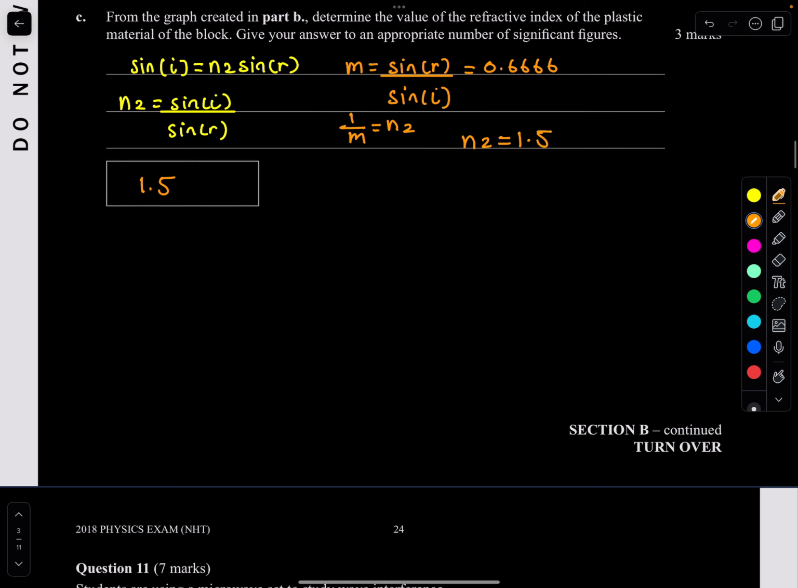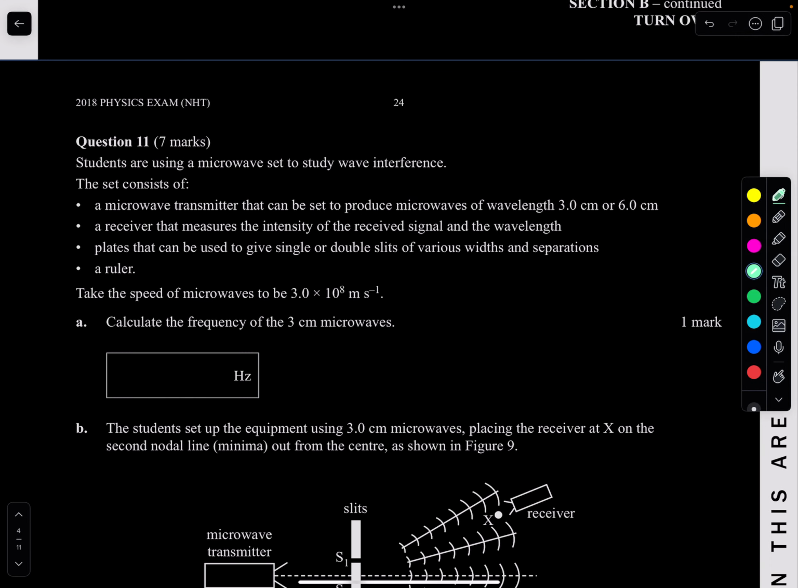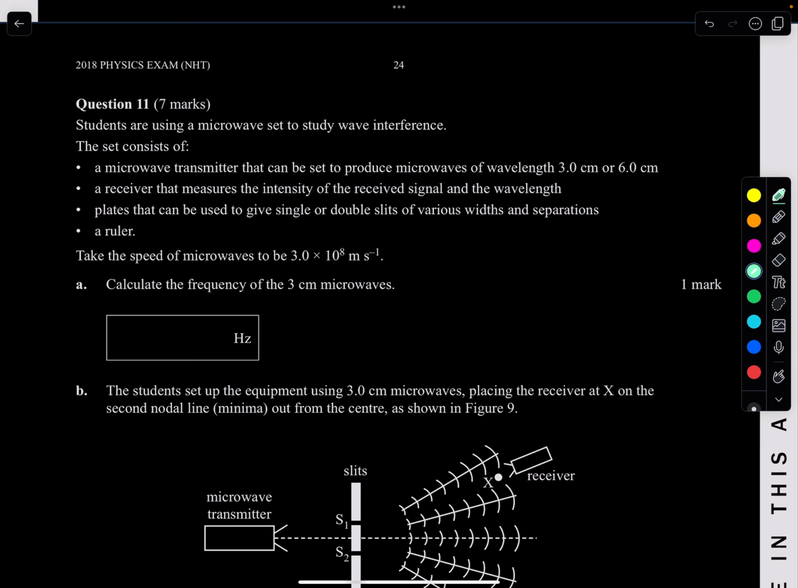That's good. Next question. Question 11. Let's have a look at this. Students are using a microwave set to study wave interference. The set consists of a microwave transmitter that can be set to produce microwaves of wavelengths 3 centimeters or 6 centimeters, a receiver that measures the intensity of the received signal, plates that can be used to give single or double slits of various widths and separations, and a ruler.